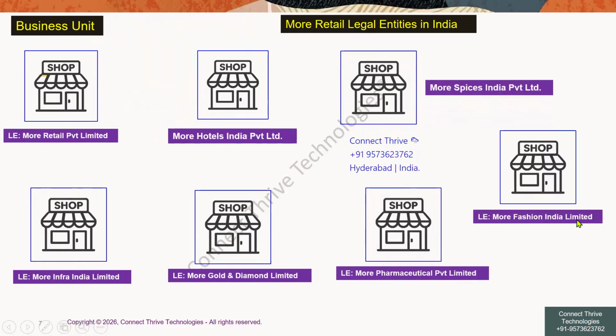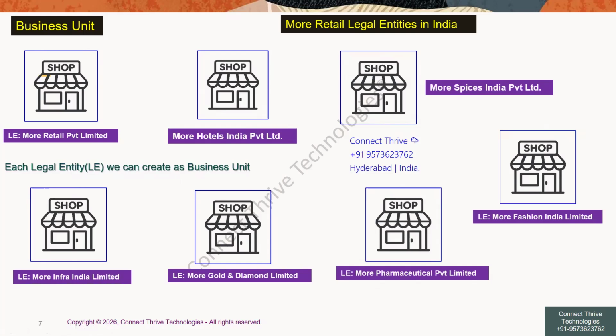And More Fashion India Limited, this is another legal entity. So for More Retail, they have multiple legal entities within India. They have a retail business, hotel business, gold and diamonds, fashion industry, pharmaceutical, spices, infrastructure. Here each nature of business is different. So in this case, for each legal entity we will create one business unit. Here, legal entity name wise, we will create a business unit.